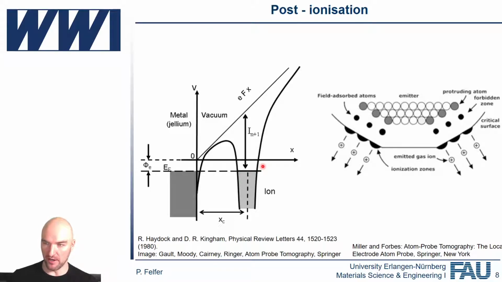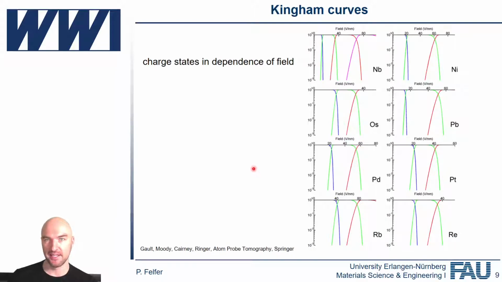Or the other way around, I can say, okay, I've observed a certain charge state ratio. I know how many ions 1 plus I have, how many ions 2 plus I have. What is the temperature I can actually calculate from that? And these are the so-called Kingham curves. You will find them in various books, where you can see the relative abundance in this case. Probability would just mean one line, relative abundance of certain charge states.